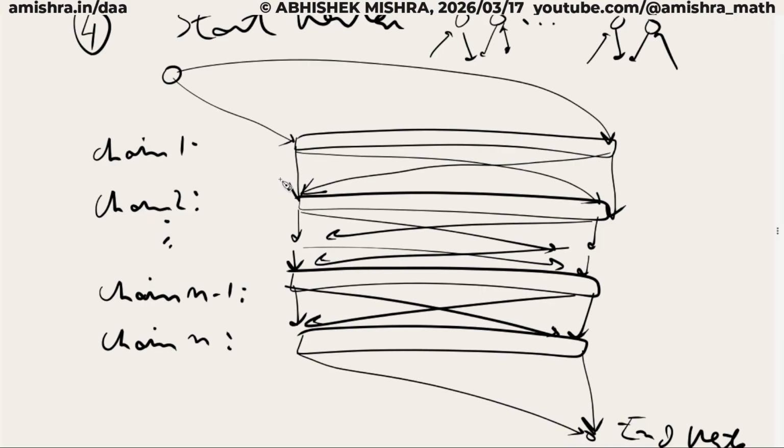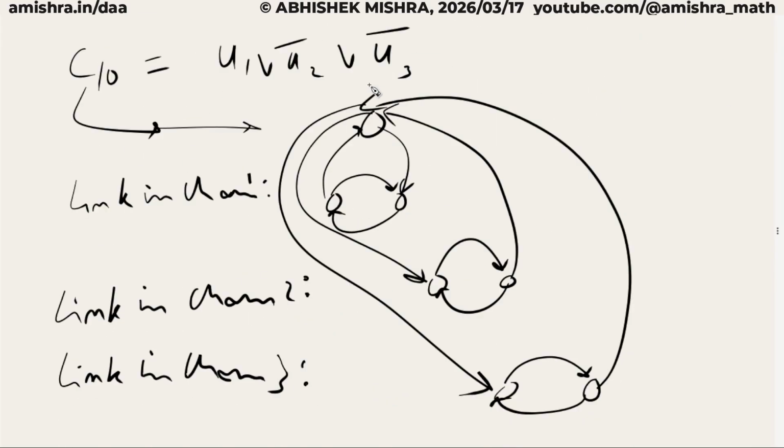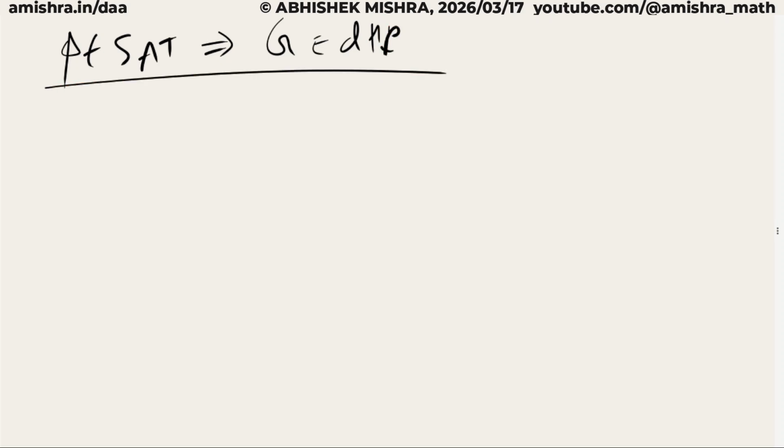Now for the hardness part, we need to show that our input formula is satisfiable if and only if we can find a directed Hamiltonian path. So we'll prove this now with this structure. First direction: suppose our input formula phi is satisfiable, then we should prove that the output directed graph G has a directed Hamiltonian path, DHP. So now we'll prove this.